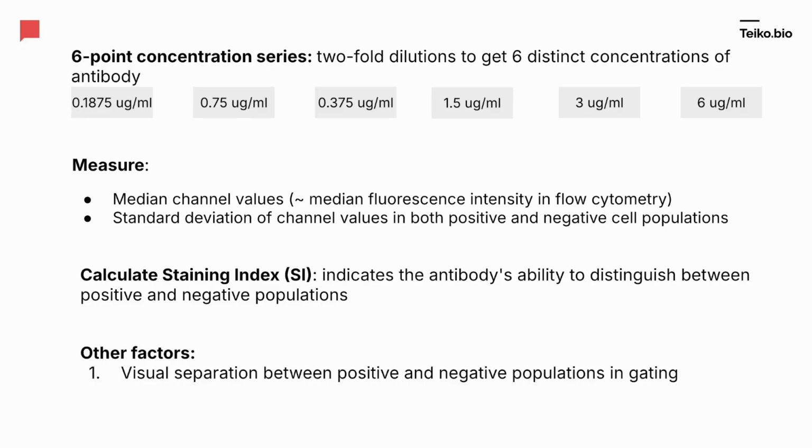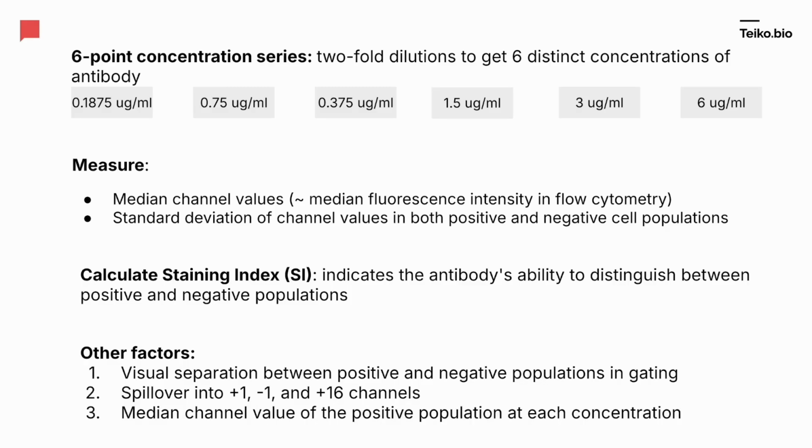So some of the things we look at are the visual separation between positive and negative populations in the gating. And we also look at the spillover into the +1, -1, and +16 channels. So the +1 channel is the isotope with a molecular weight that's 1 unit higher than the metal isotope that's bound to the antibody that we're testing. The -1, similar idea, refers to the isotope that's 1 unit lower. And then we also usually check the +16 channel to ensure that the metal hasn't oxidized.